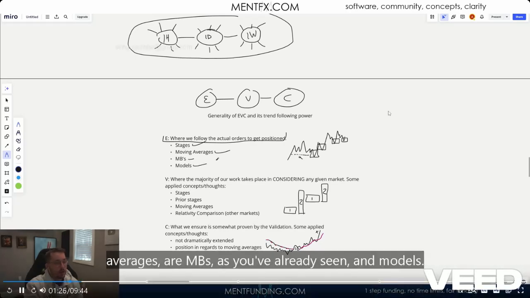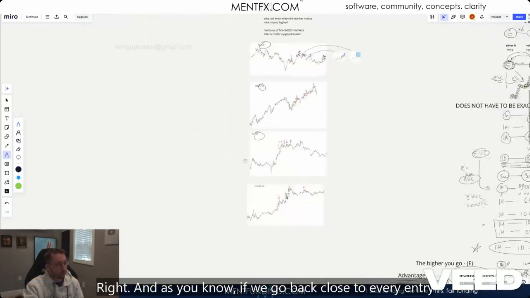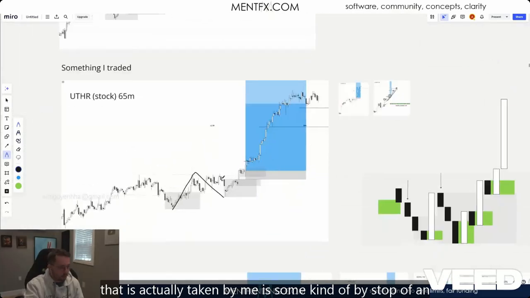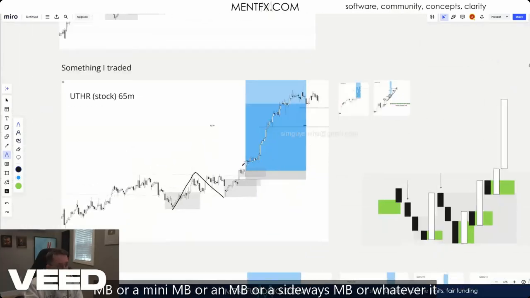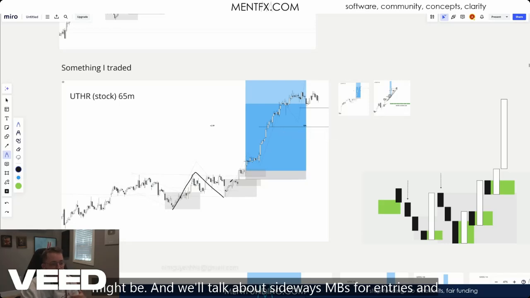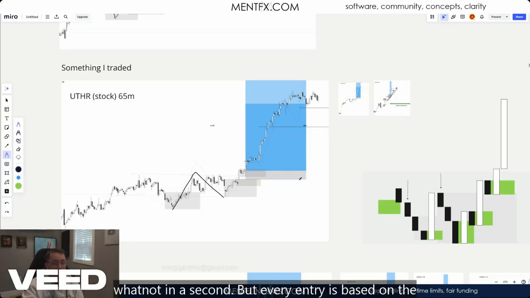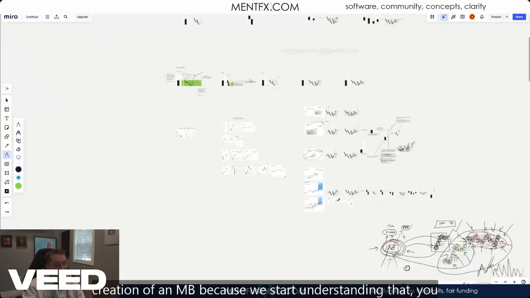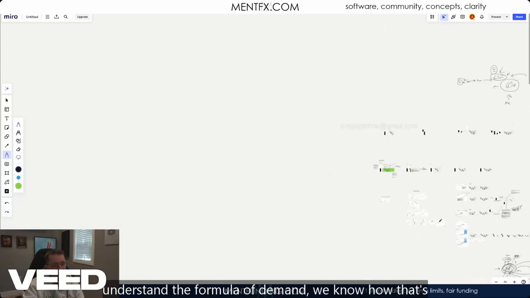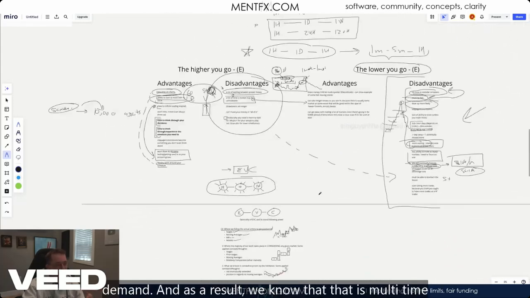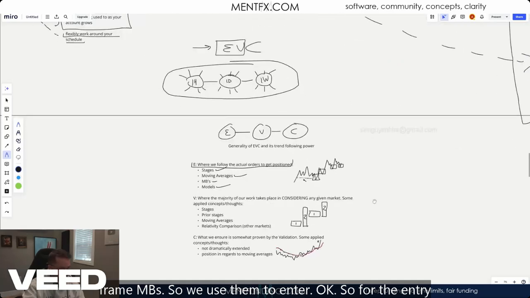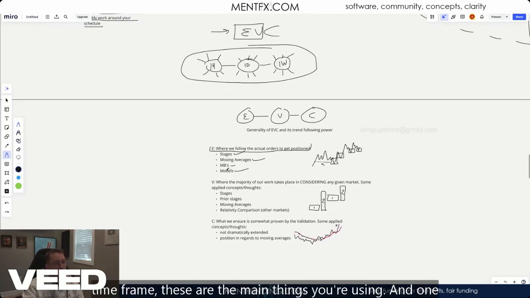and models, right? And as you know, if we go back, close to every entry that is actually taken by me is some kind of buy stop of an MB, or a mini MB, or a sideways MB, or whatever it might be. And we'll talk about sideways MBs for entries and whatnot in a second, but every entry is based on the creation of an MB, because we have the formula of demand, right? Once we understand the formula of demand, we know how that's actually creating demand. And as a result, we know that that is multi-timeframe MBs, so we use them to enter. Okay, so for the entry time frame, these are the main things you're using.